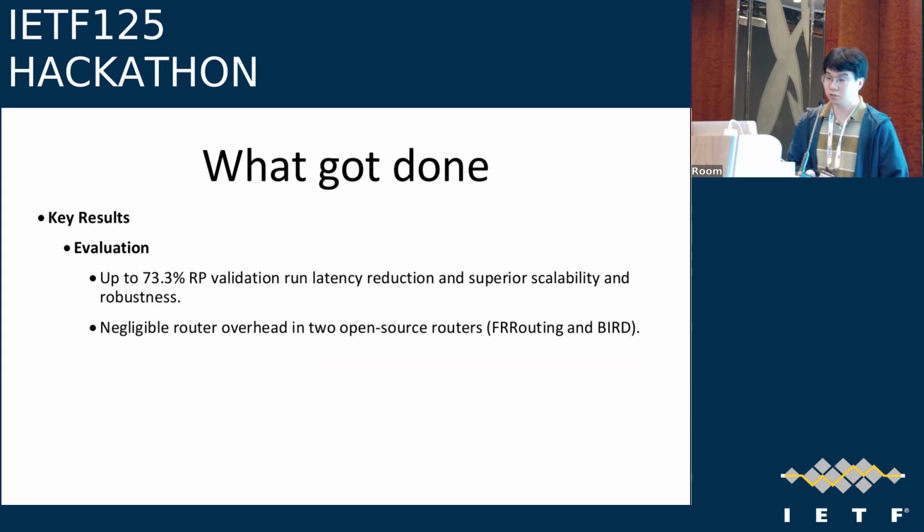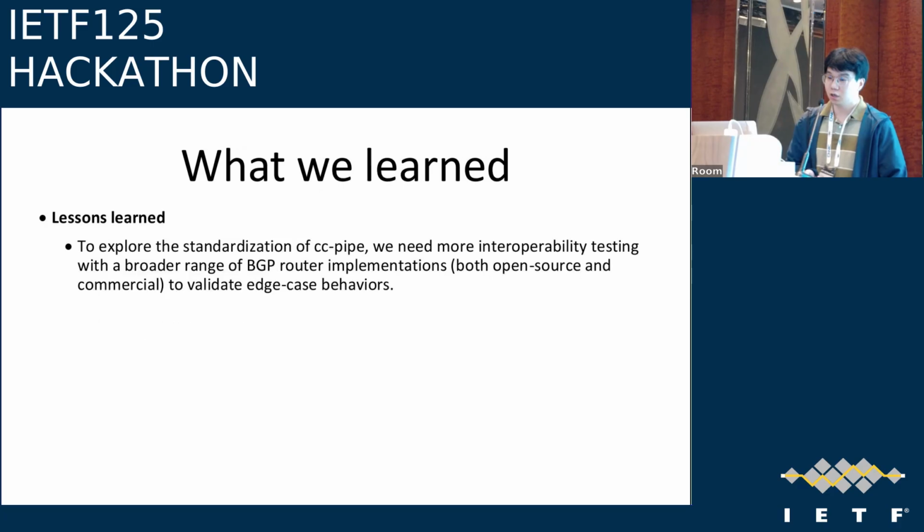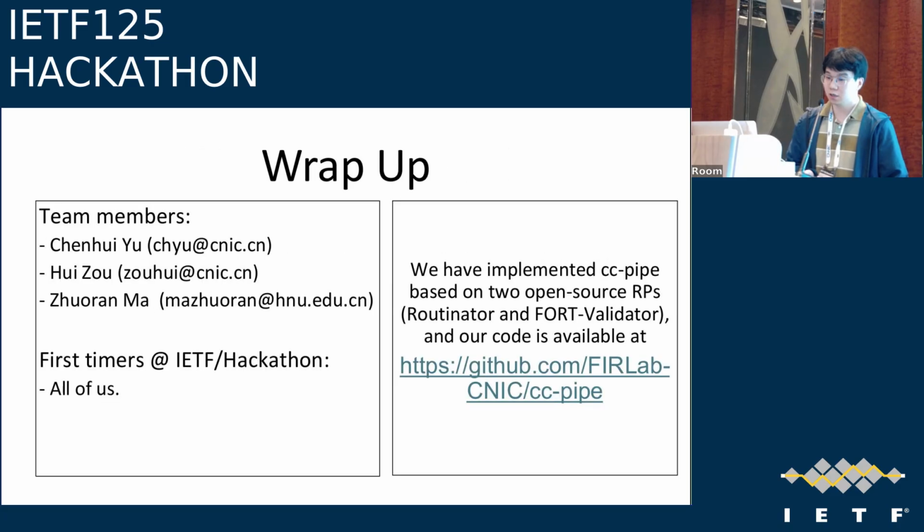The evaluation result shows CC Pipe reduces RP validation run latency by up to 73% and introduces negligible router overhead. And to explore the standardization of CC Pipe, we need more tests with more BGP router implementations.